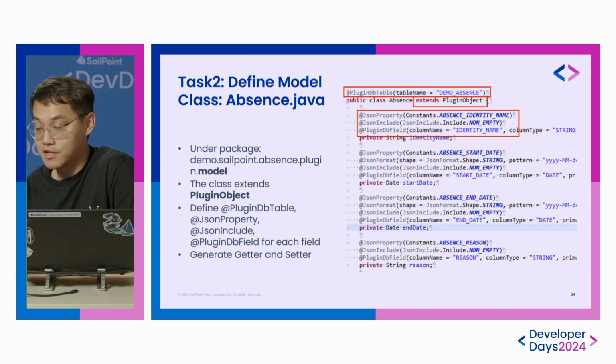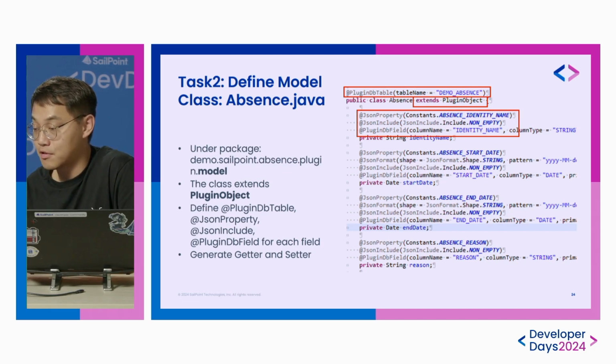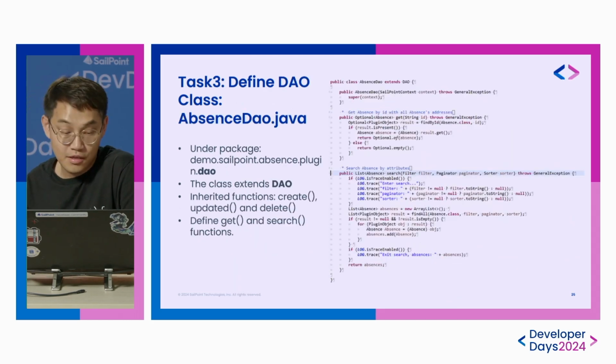Then we come to the next most important part, where we need to define the model class. The model class will first extend the plugin object. The plugin object basically provides some default attributes such as ID, create timestamp, and modify timestamp. There are two important annotations: plugin DB table, which maps this model class to the corresponding table, and plugin DB field, which maps the attribute to the corresponding column on the database table.